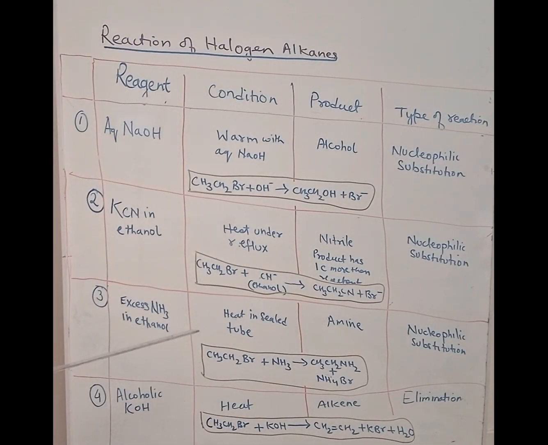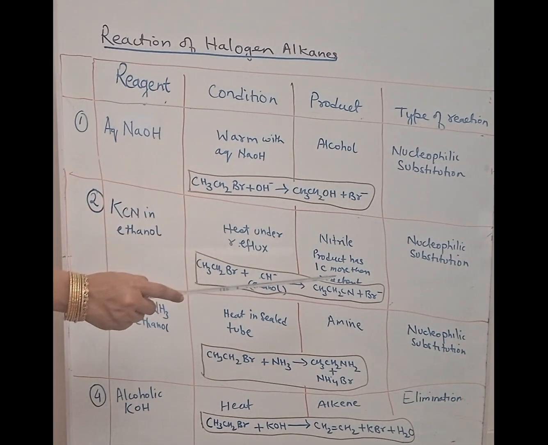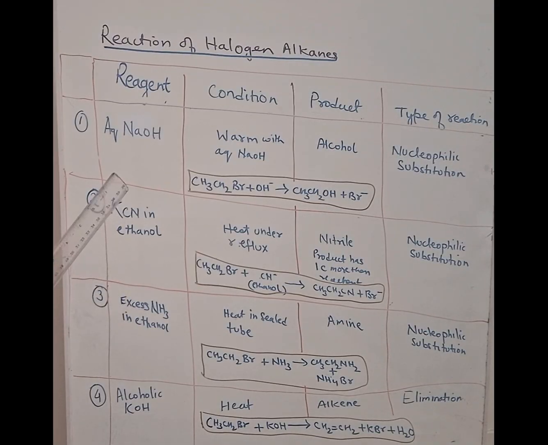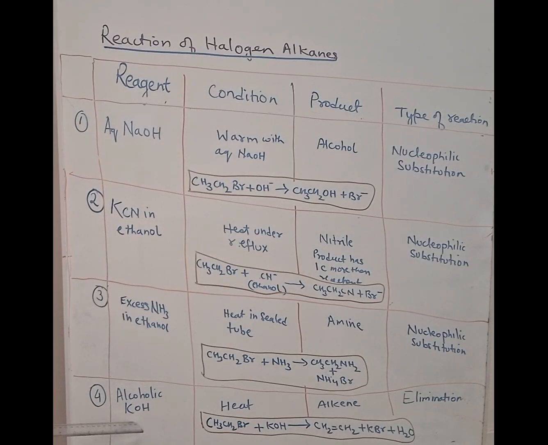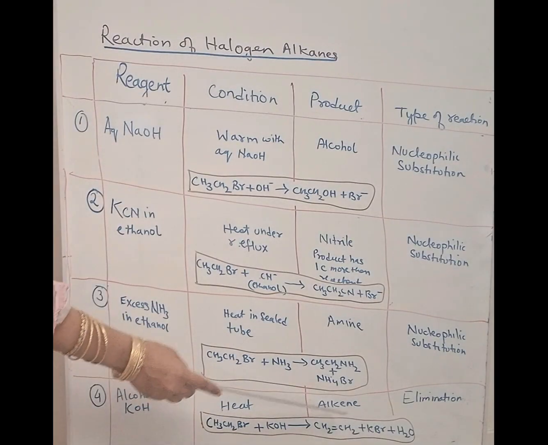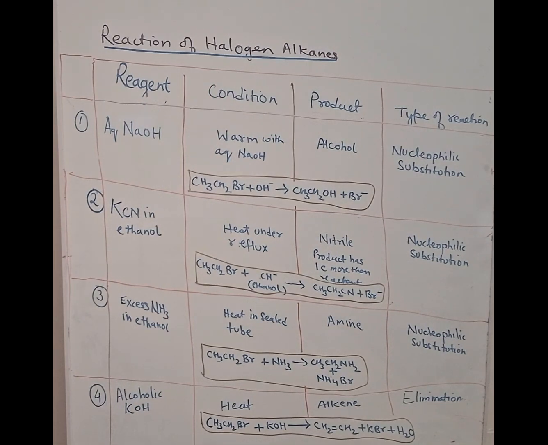Now the fourth reaction which halogen alkane undergoes is not a nucleophilic substitution reaction, it is an elimination reaction. In an elimination reaction, the product has unsaturation in it. One of the products will be an unsaturated hydrocarbon. So you see this, when halogen alkane reacts with alcoholic KOH in presence of heat, the product is alkene and the reaction is elimination reaction. Now you see this fourth reaction and first reaction. These two reactions are very important.